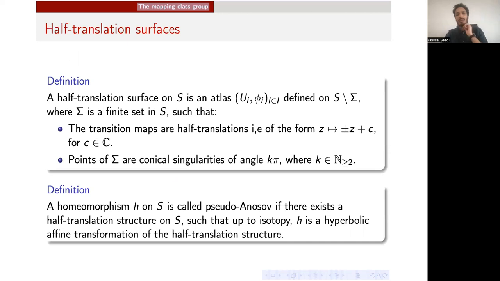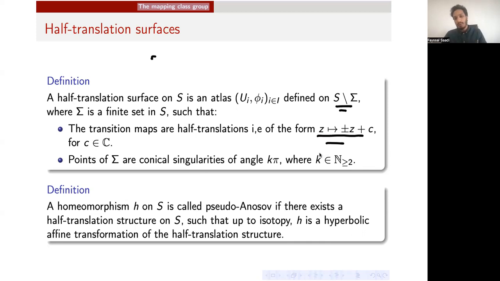Now we move to the pseudo-Anosov, and in order to define the pseudo-Anosov, we first define what a half translation surface is. A half translation surface on S is an atlas defined only on S minus Sigma, so you remove a finite number of points. This atlas verifies that the transition maps are half translations. That means they are of this form.